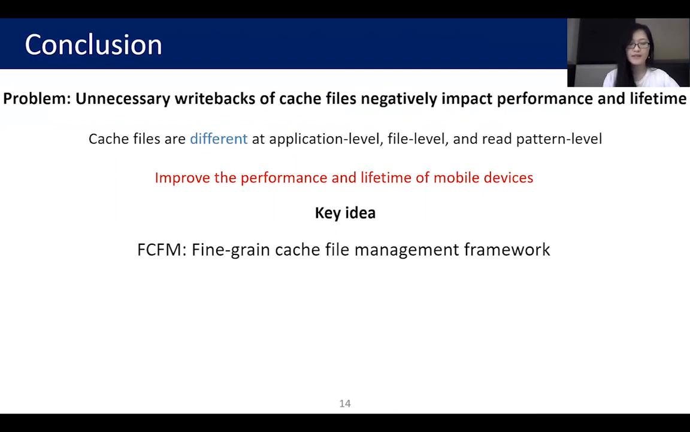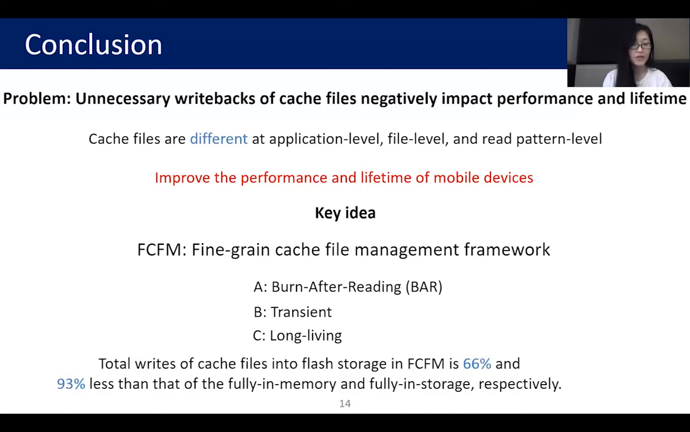FCFM mainly categorizes cache files to three classes. Burn after reading: in this class, the file can be discarded after usage. In transient class, files should be stored in memory. For long-living class, cache files will be stored in flash storage. A preliminary evaluation showed that the proposed solution can much reduce write operations of cache files, and thus improve performance and lifetime of mobile devices.